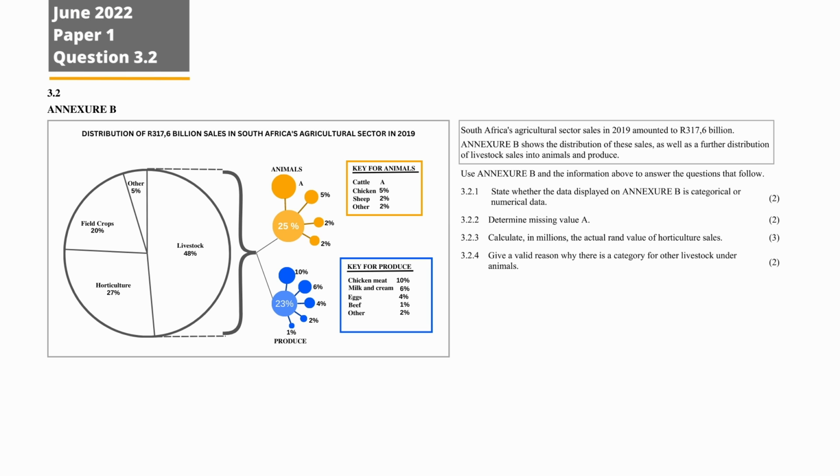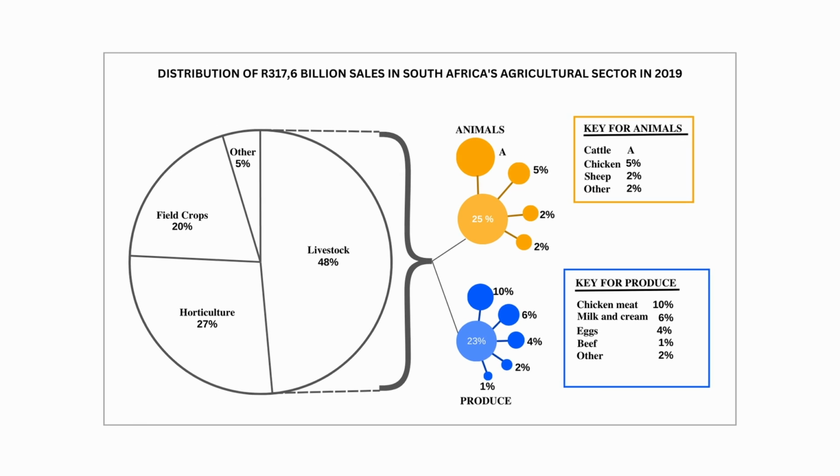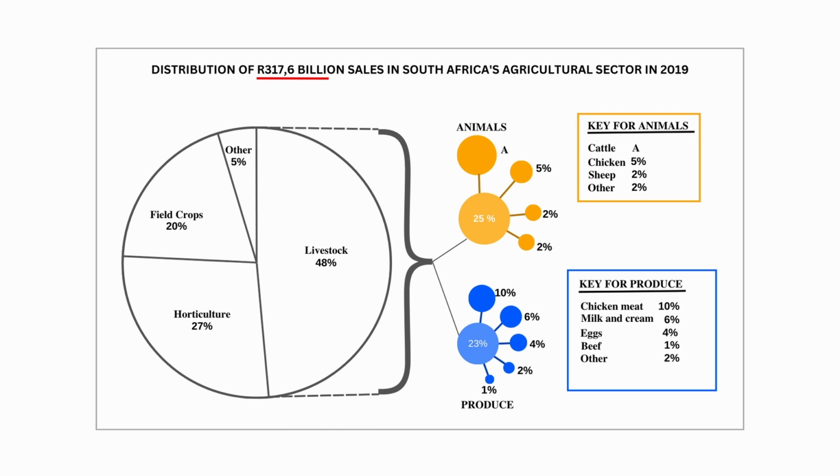Question 3.2 consists of 4 data handling questions designed to assess your understanding of data analysis in the context of pie charts. You are given a pie chart in Annexure B that shows a distribution of 317.6 billion Rand of sales in South Africa's agricultural sector in 2019. Livestock is shown to be divided into 2 categories, animals and produce. Each category is further divided into subcategories, that's 4 for animals and 5 for produce. Keys are given for the categories of animals and produce.